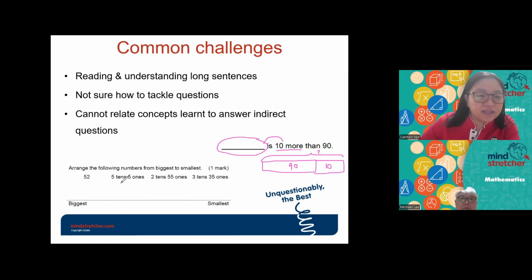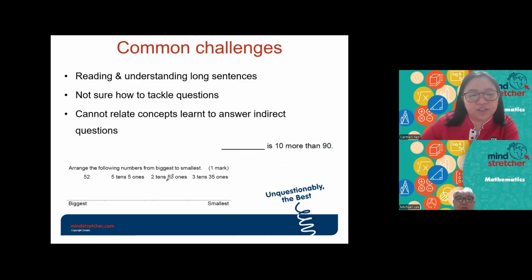Okay. And another example over here, arrange the numbers from biggest to smallest. You see the numbers are not very direct. 5 tens, 5 ones. Okay, so in such cases, what do we do? We will teach the students to annotate. Write down first. 5 tens, 5 ones means 55. Okay, 5 tens is 50, 5 ones is 5. You add them together, you get 55. And then 2 tens, 55 ones. 2 tens is 20, 55 ones is 55. Okay, we add them together, we get 75. 3 tens, 35 ones. 3 tens is 30, 35 ones is 35. Add them together, we get 65.